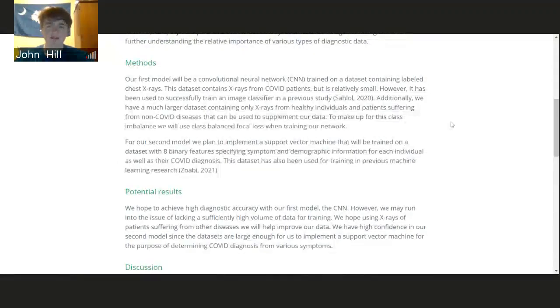For our second model, we plan to implement a support vector machine that will be trained on a dataset with 8 binary features specifying symptom and demographic information for each individual, as well as their COVID diagnosis. This dataset has also been used for training in previous machine learning research.